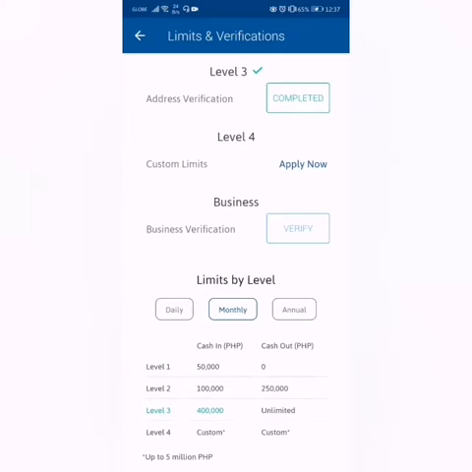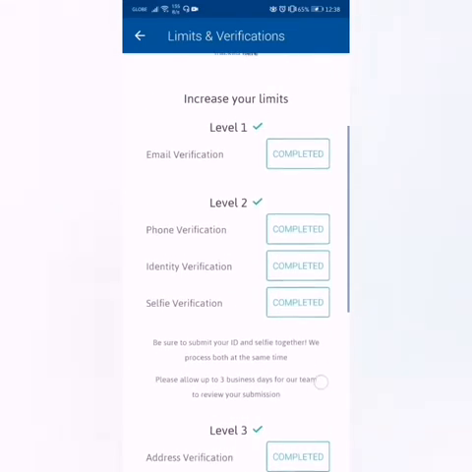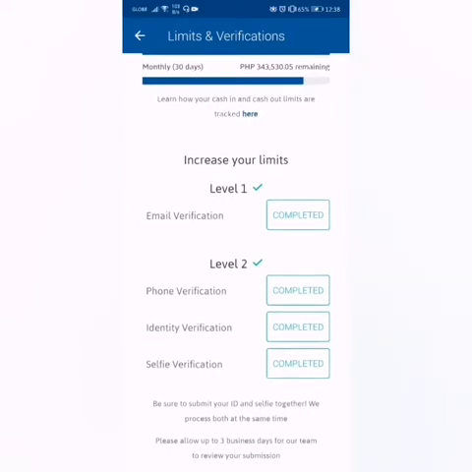So here are the monthly limits. It has daily, monthly, and annual limits. So as you can see here, level 1 only has a limit of 50,000 pesos, and then you can't cash out anything. So you have to remember that you have to verify your account to at least level 2 or level 3 so that you can reap your profits. You can cash in and cash out anytime without any problem. So the verification usually takes around a day or two. So yeah, just keep that in mind. So anyway, once it's already verified, you can go ahead and start trading.